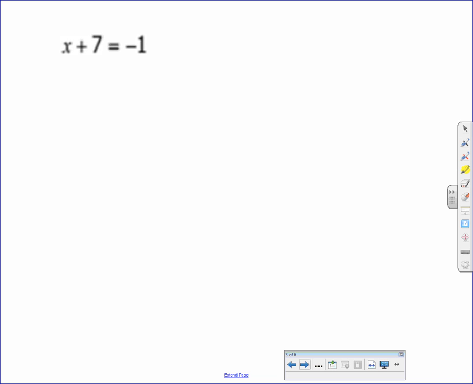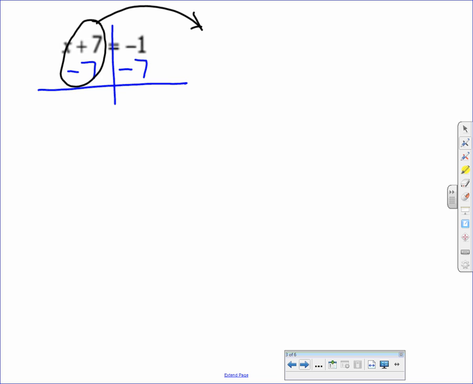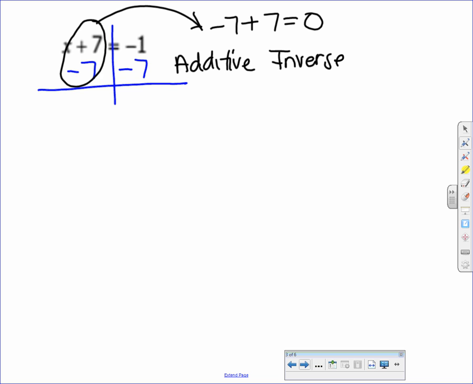So if we have x plus 7 equals negative 1, our goal is to get x by itself, or solve for x and figure out what x equals. So if we look at this equation, the opposite of adding 7 would be subtracting 7. So you have to subtract 7 on both sides. Right. If we look right here at our circle, if we remember our properties from last year, negative 7 plus 7 is going to give me 0. So in order to solve this, we're using the additive inverse. You need to write that down because you're going to have to tell me what properties you're using. So when you add or subtract by the opposite, you're using the additive inverse.